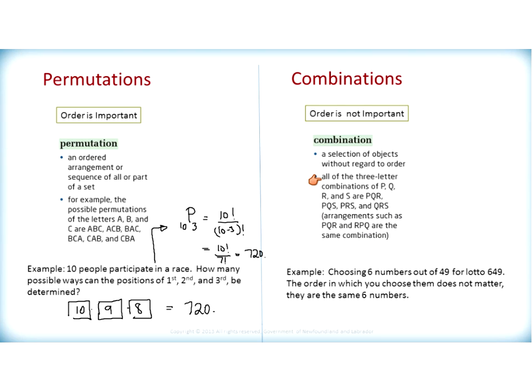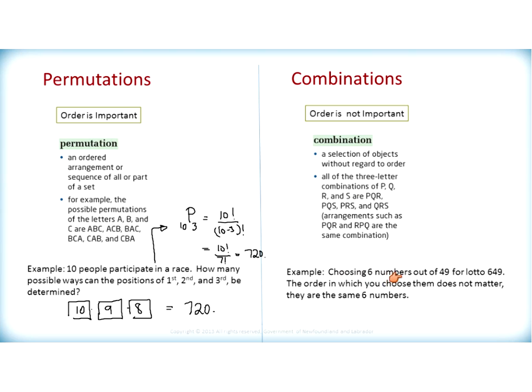So the question is, of course, how many 3-letter combinations exist of P, Q, R, and S? PQR is the same as PRQ or RQP. It's the same 3 letters. Order isn't important with a combination. You're selecting 3 letters or 3 numbers or 3 objects, but order is not important.